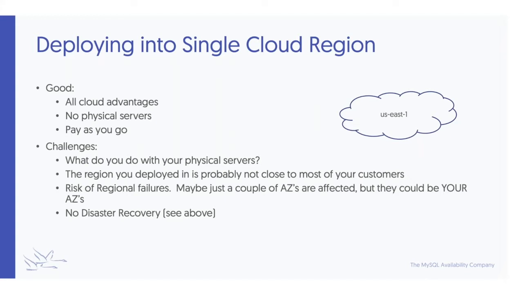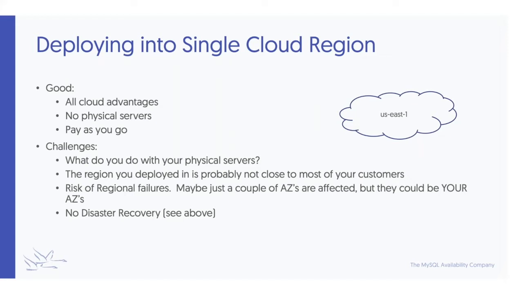And the second thing is, when you pick a region, that region is probably not close to all of your customers, unless all of your customers are concentrated in one small geographical area. But that's typically not the case. So for instance, if I deploy in US East 1, that's not really going to be the best user experience for my users in California. However, for my users in Virginia, that's quite good.